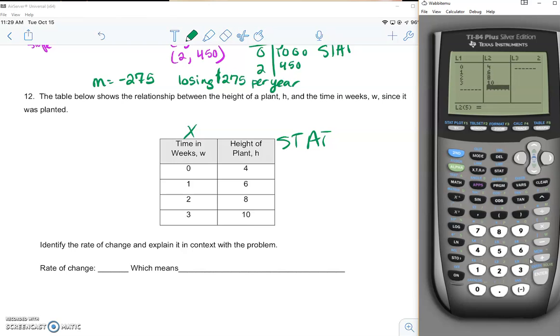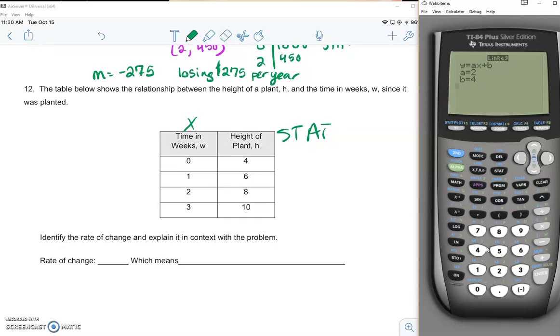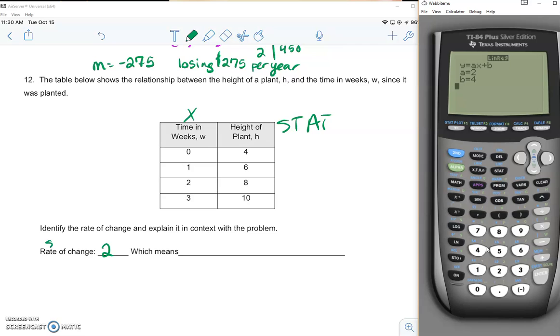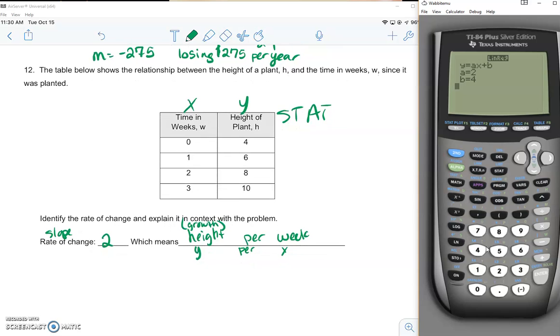Notice since my y values are going up, I should have a positive slope. So stat calc 4. Remember, a is the slope in our calculator, so our rate of change is 2. And remember that this is y per x. It always follows a pattern. We could say this is the height per week. Or when we're saying that the height is going up, we could say this is the growth per week. How much the plant is growing per week.